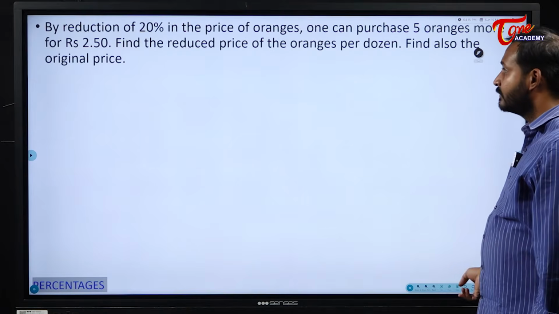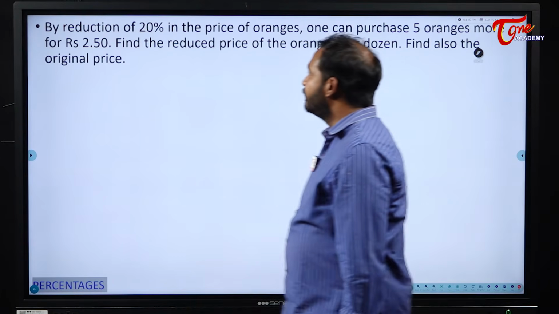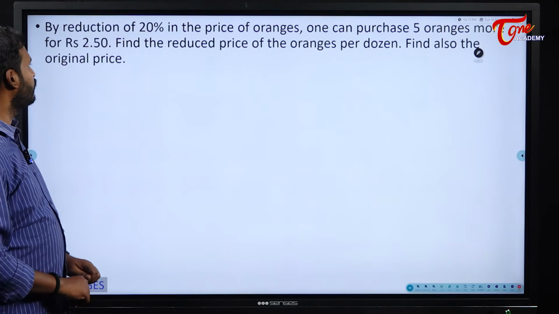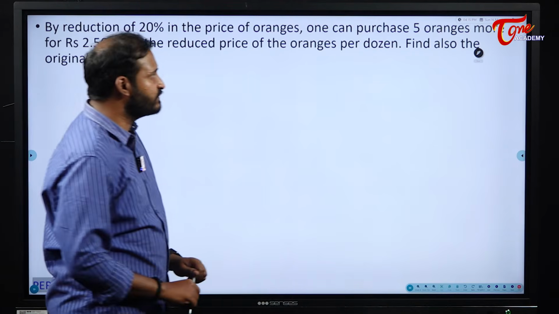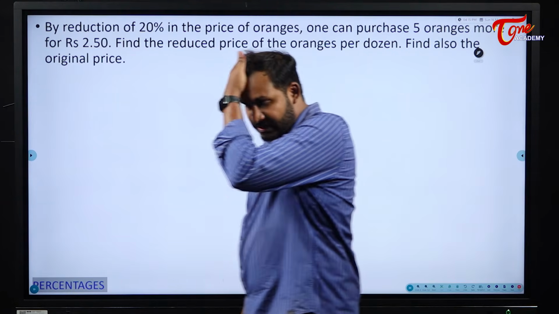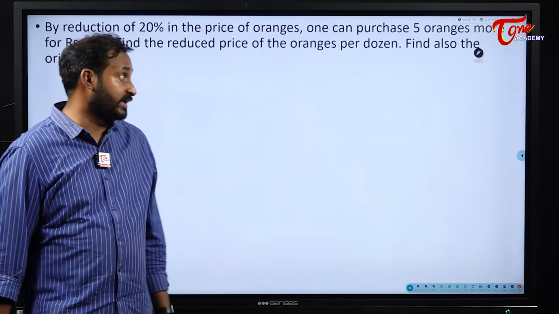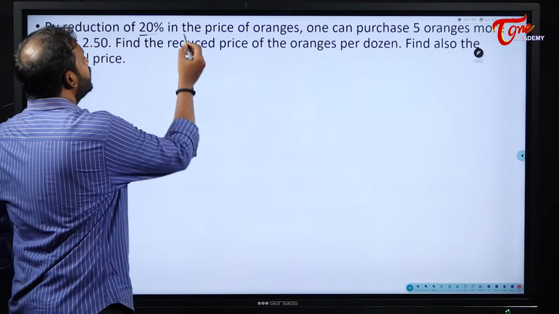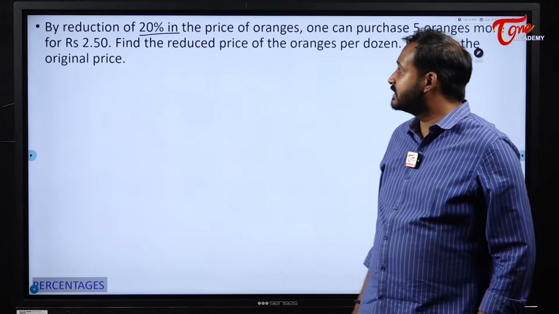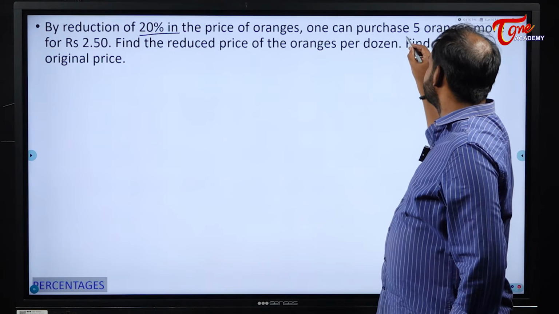Next one. By reduction of 20% of the price of oranges, one can purchase 5 oranges more for rupees 2.50. The reduced price of oranges per dozen is? Find also the original price. Find the reduced price as well as the original price. Now see here, in any case, with the reduced price, he is going to purchase some additional oranges.